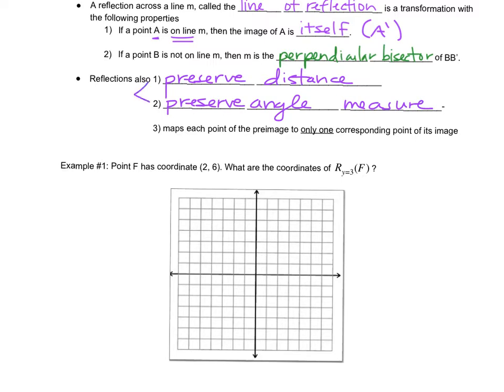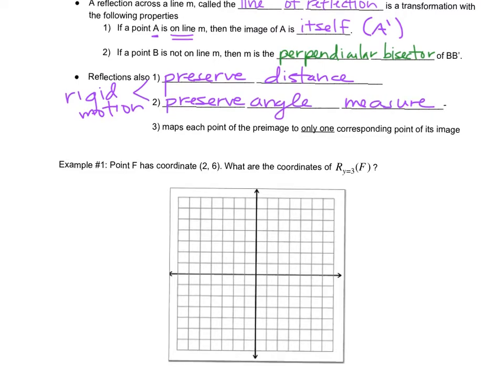Okay, so in other words, what we're saying here is a reflection is a rigid motion. That's the definition of a rigid motion. And then the last thing, and this is just kind of a duh point, it maps each point of the pre-image to exactly one point of an image. So when you do a reflection, whatever point is on this side, you have exactly one point that matches up with it on this side. Okay?